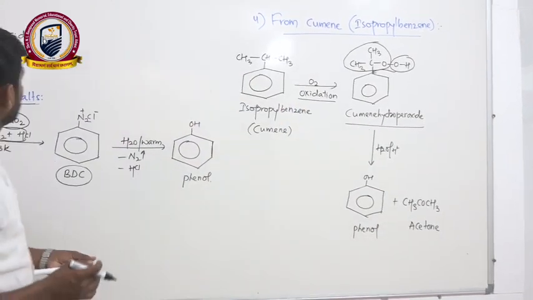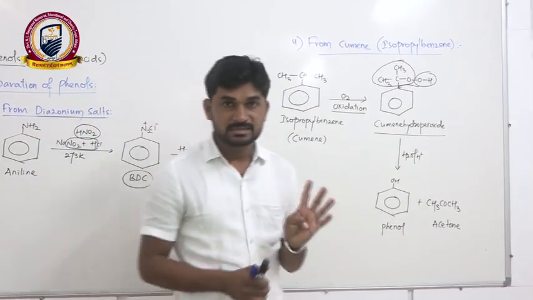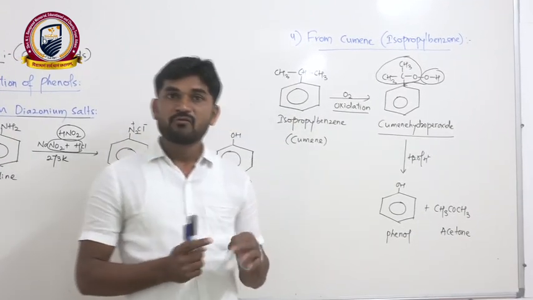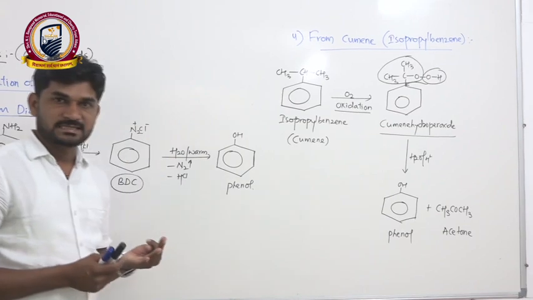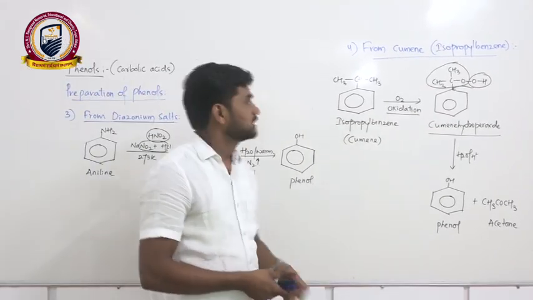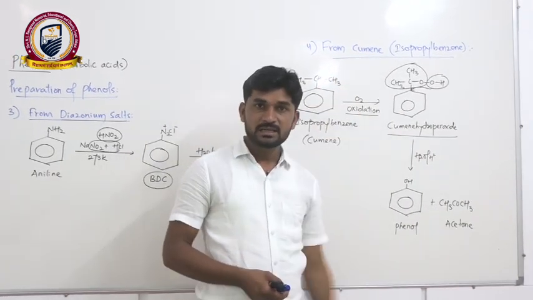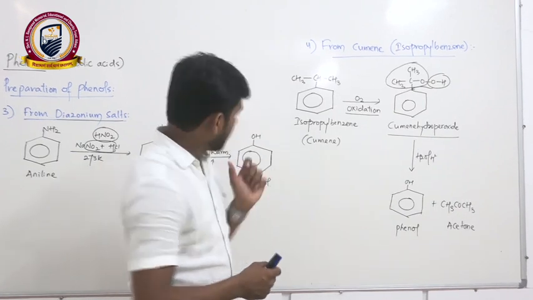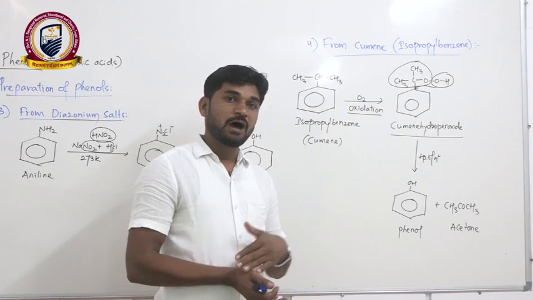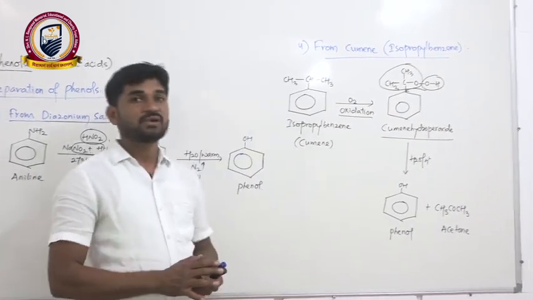So these are some methods for the preparation of phenols. We have discussed from haloarenes, commonly called Dow's process, and the second method is from benzene sulfonic acids. The third method is from diazonium salts. And another method for the preparation of phenols is from cumene, right? So let us move on to the structure of phenols and how it compares with other compounds. And after that we will move on to the properties of phenols.